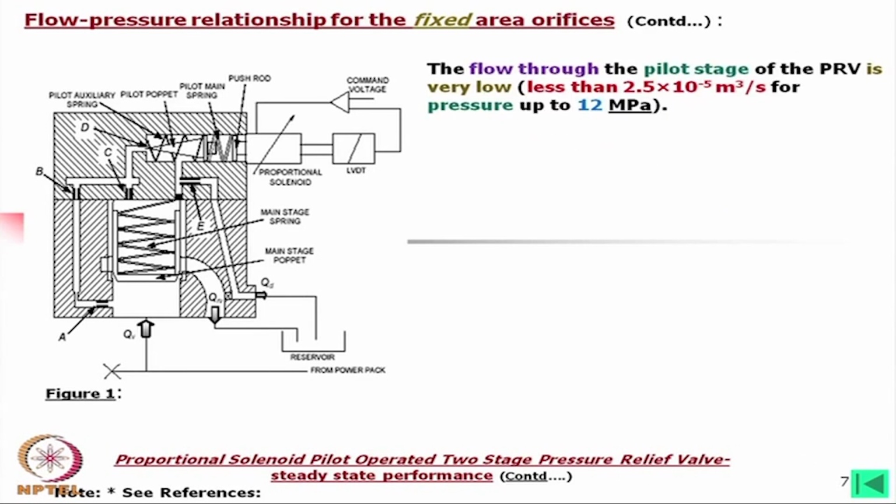Now, the flow through the pilot stage of the pressure relief valve is very low. It is 2.5 into 10 to the power minus 5 meter cube per second for pressure up to 12 megapascal.